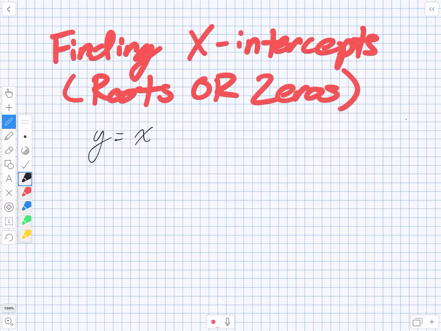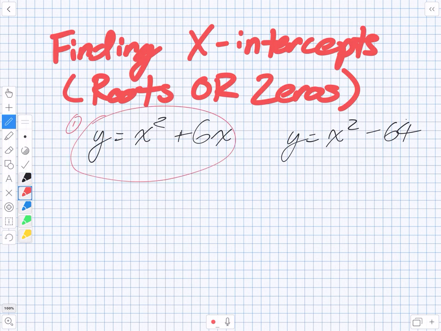Let's say x squared plus 6x. Actually, going to leave it as that. And then another one we're going to deal with is y is equal to x squared minus 64, let's say. So we're going to deal with these two questions. First, we'll call this question number 1 on this side, and we'll deal with this one first.